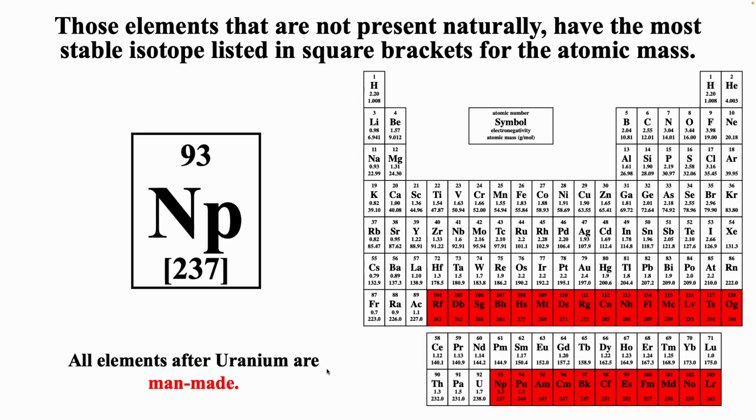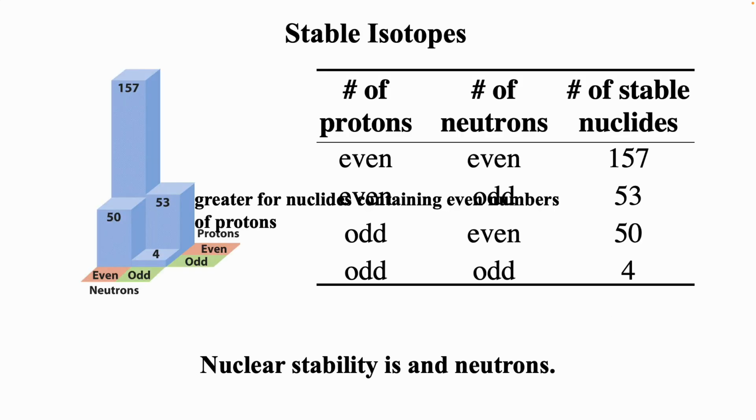And just to remind you, everything after uranium is man-made. So you go from there and then from there. Now it's kind of interesting. Even numbers are more stable than odd numbers. The number of stable nuclides with an even number of protons and neutrons is 157. With odd numbers of protons and neutrons, it is 4.